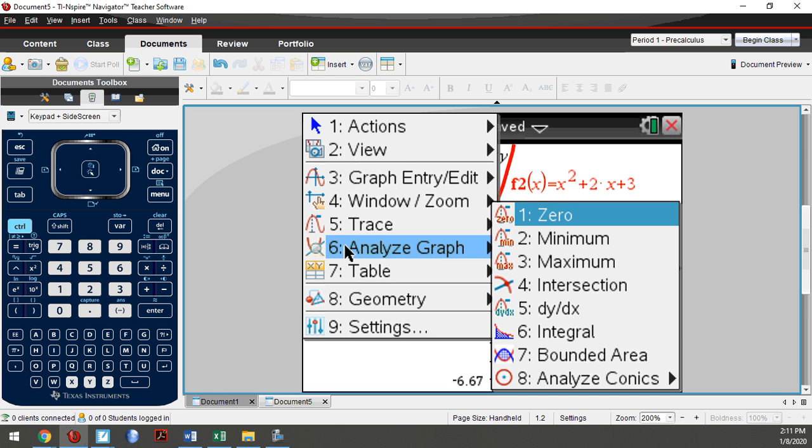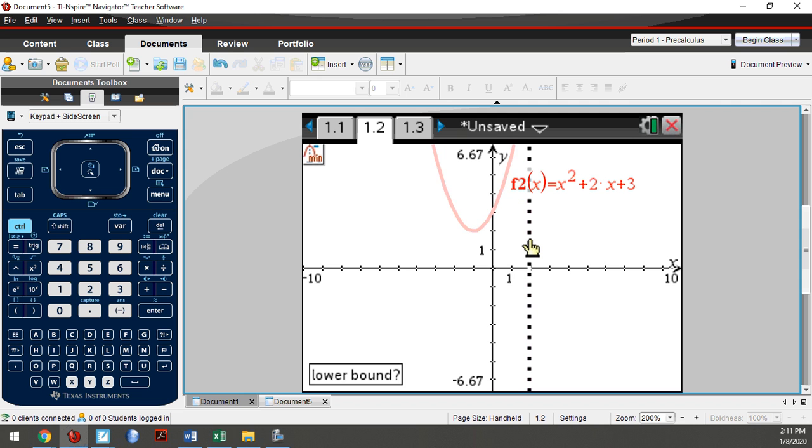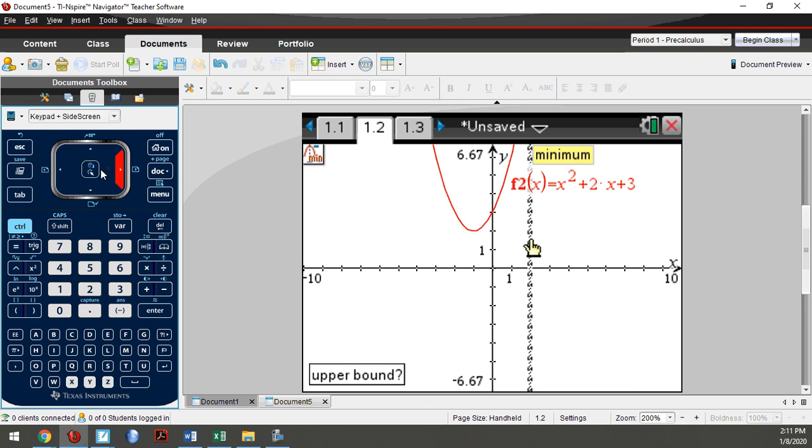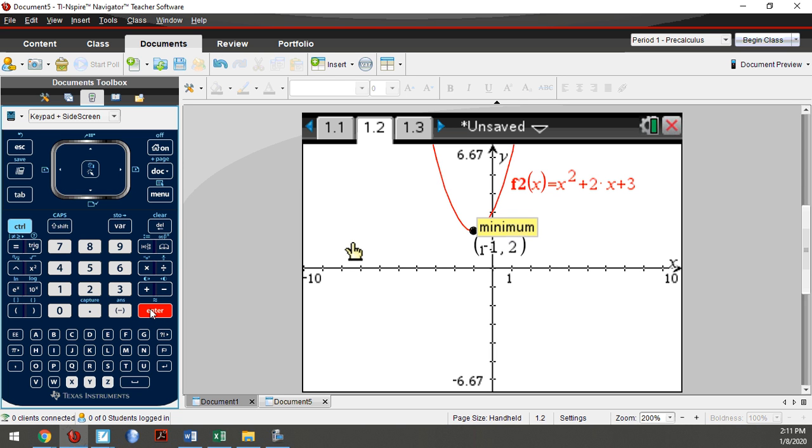Analyze graph. Minimum. You are going to find your vertical dotted line and pray it's completely to the left or to the right of your vertex, and it is. I'm going to hit enter, and then I'm going to go to the left for me and hit enter again. And did I confirm that my ordered pair is indeed -1, 2? Yes. So I'm okay.